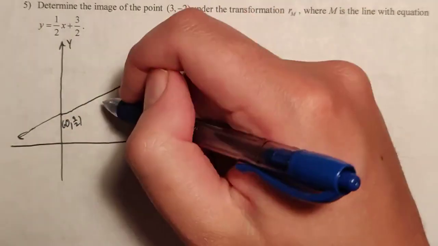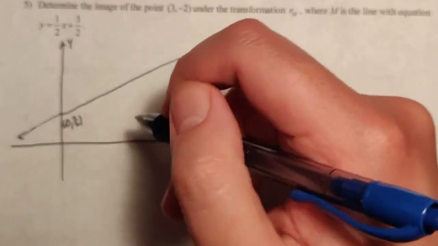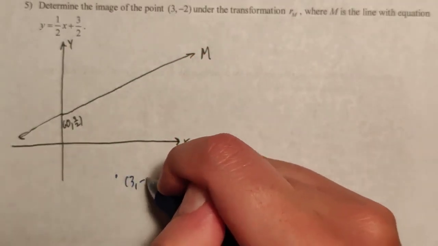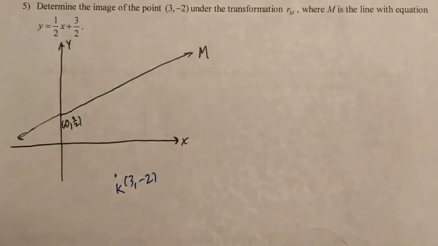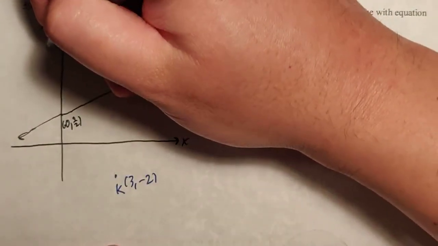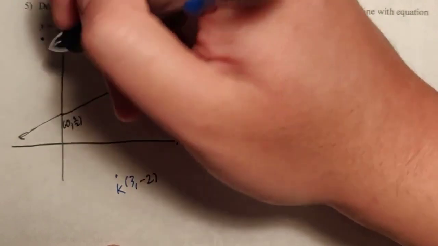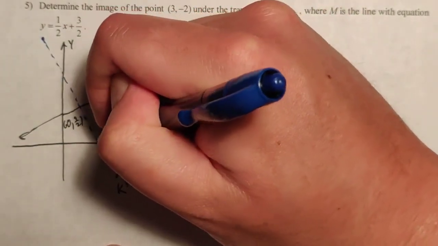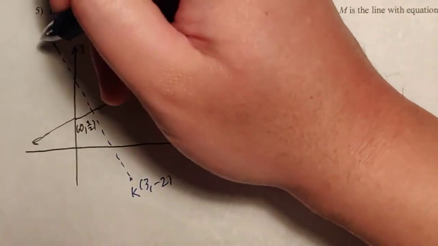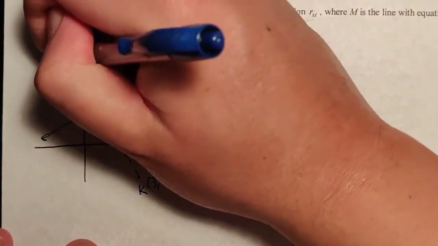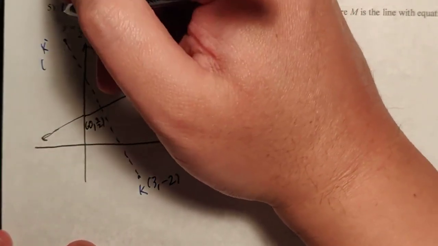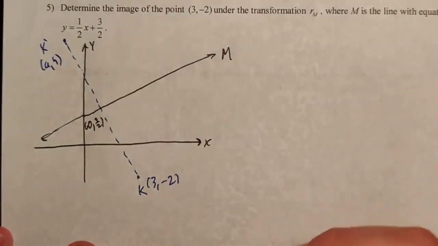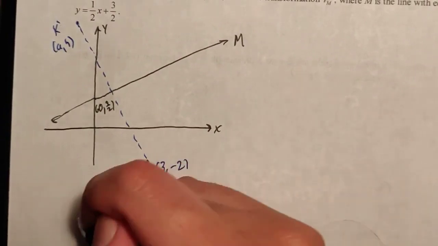We have our point (3, -2). It's going to be somewhere around here. I'm going to call this point K. Now we know that its reflection is going to be somewhere over here. If you remember, we wanted this here. Here's going to be K prime, and we're going to call this A and B, since we don't know where that is.